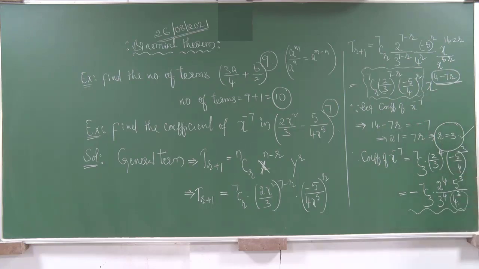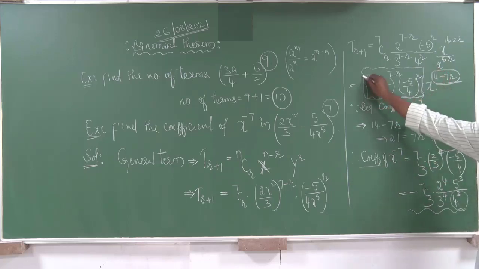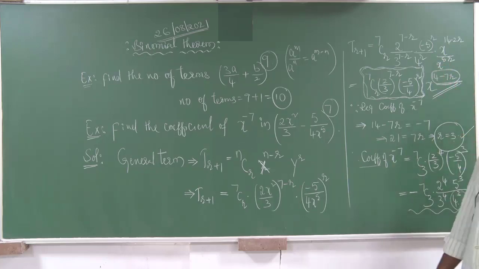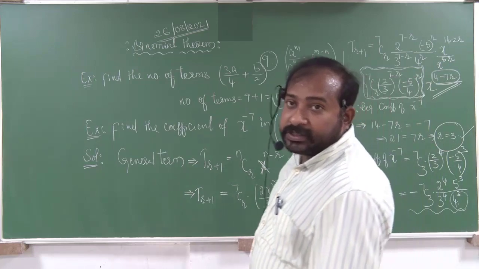Therefore, the coefficient of x power minus 7 is given by, they are asking only the coefficient. So till here only you have to take it. Don't mention again this value. Of course, if you replace r equal to 3 here, you will get x power minus 7, this value. But coefficient means till here only we have to take it. Simplify, you will get the answer. I hope that this is clear for you.